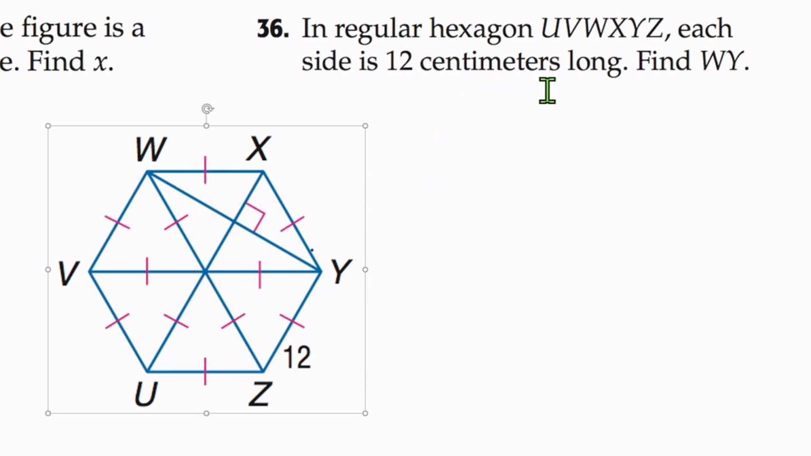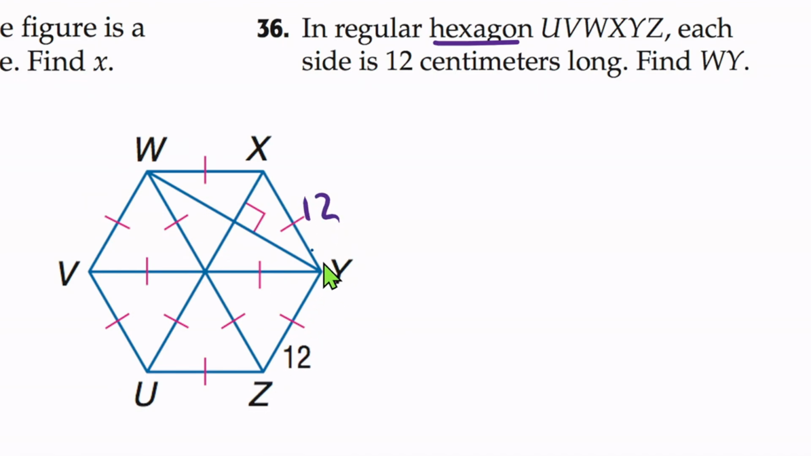In a regular hexagon, each side is 12. Immediately, the big hexagon has 6 sides, right? These are triangles, so of course they're talking about the big thing. Each side is 12. Oh, and they even label it 12. Find W to Y. Well, that's as simple as finding this side and just doubling it, because those two pieces are the same. WY is just whatever this piece is times 2.